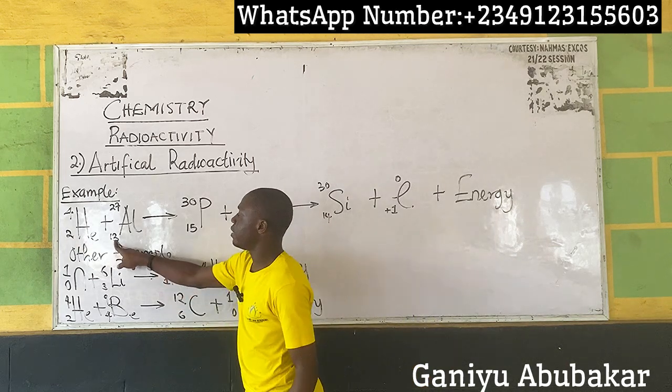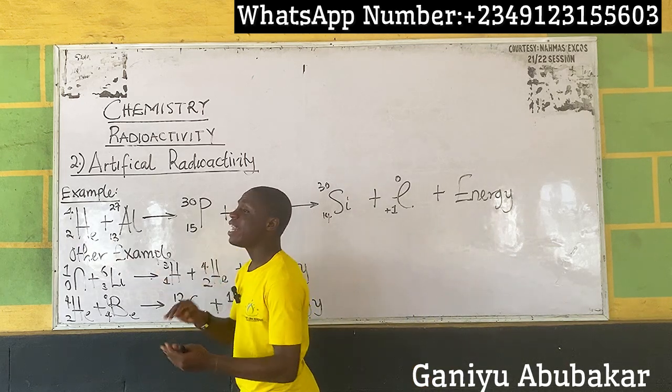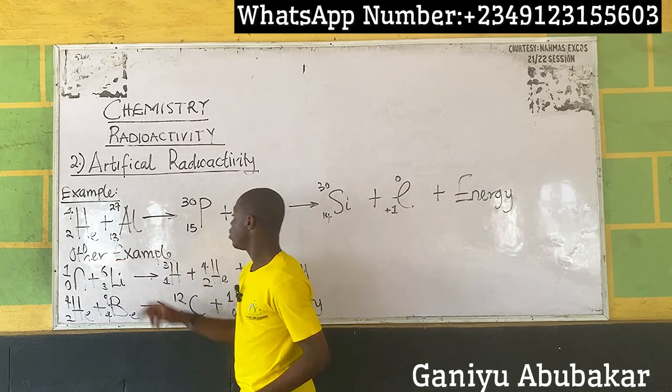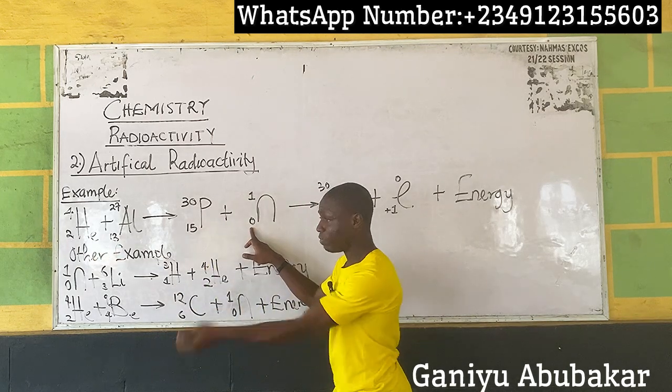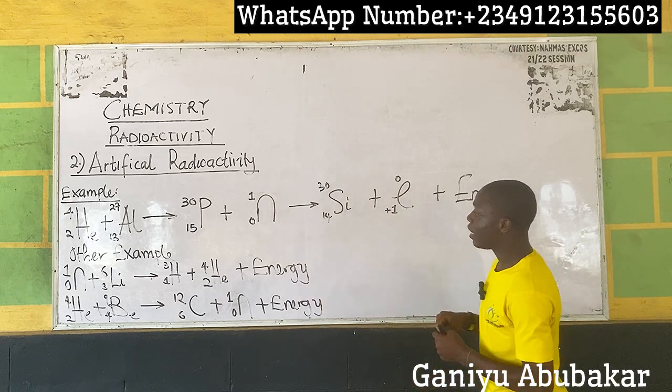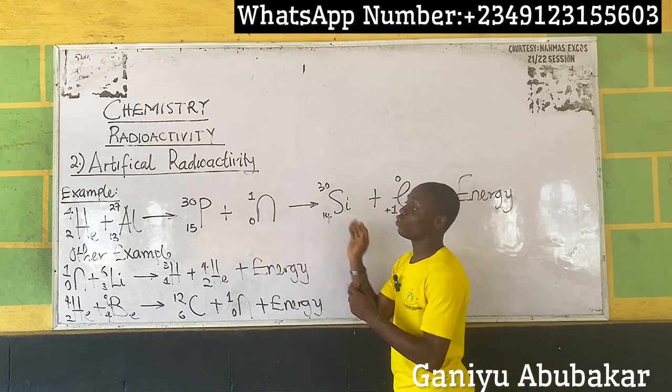2 plus 13 gives 15. Let's focus on the atomic number first. 2 plus 13 gives 15. Also, 15 plus 0 gives 15. 14 plus 1 gives 15. So the atomic number balances, so it's a balanced equation.